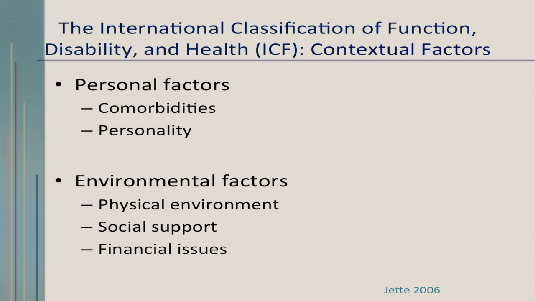There's also environmental factors that need to be considered. There's the physical environment of the person. So is this a person who lives in a 3-story townhome with their bathroom and bedroom on the 2nd or 3rd floor with no elevator access? Are there 4 steps up to the front porch with no handrail?